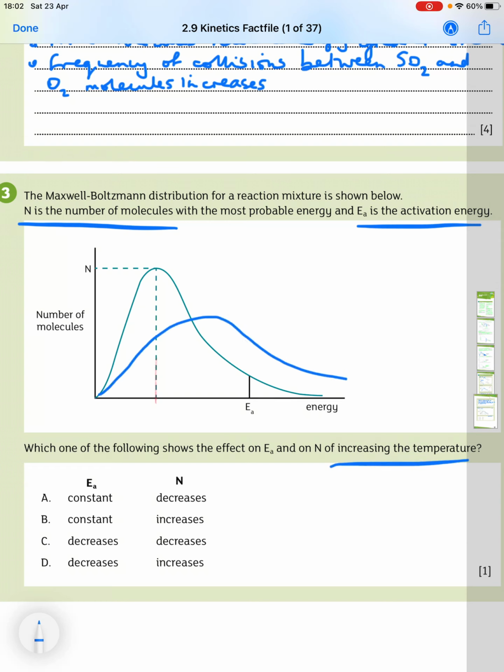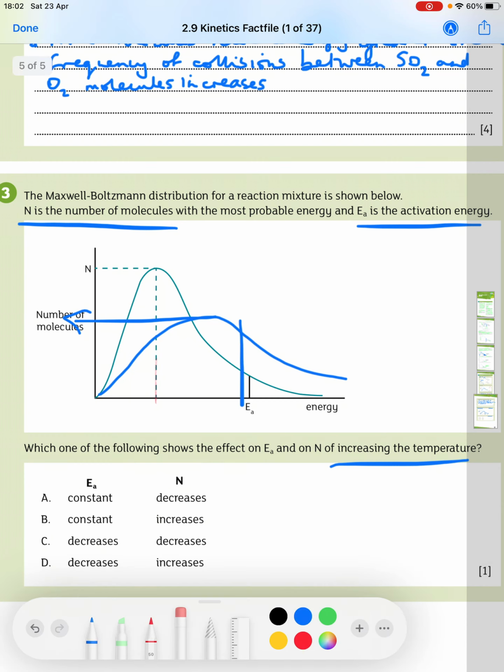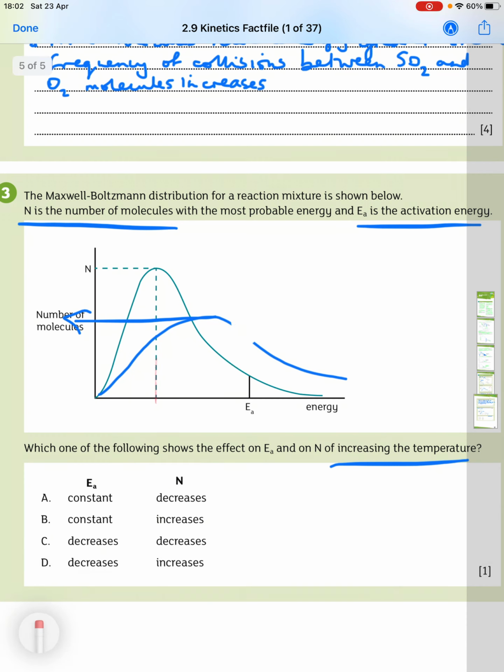So remember, we drew this before, so it's to lower and to the right. So N then decreases, but the activation energy remains the same. So N decreases, that rules out these two, and the activation energy remains the same, which is A.